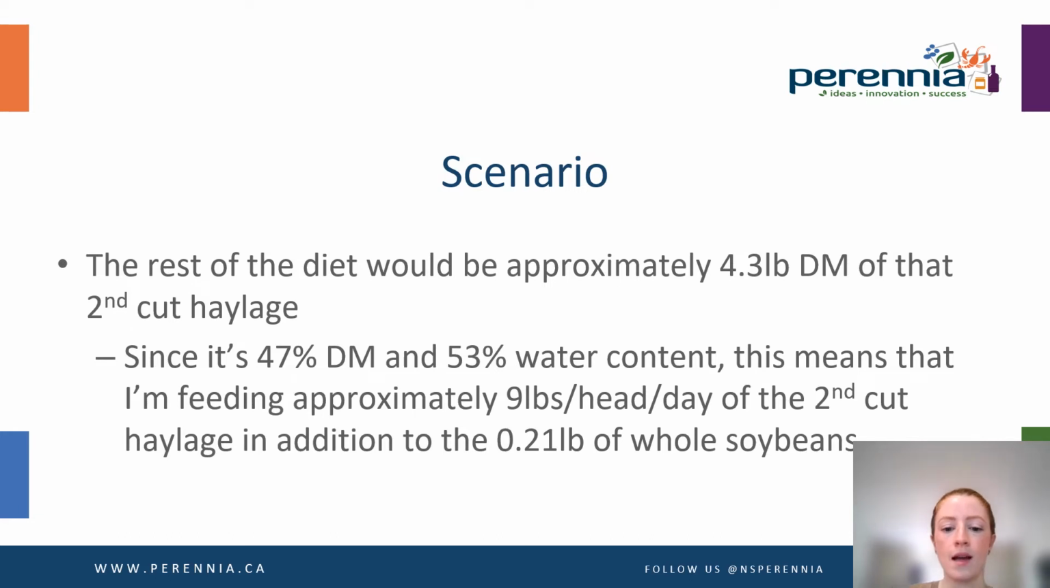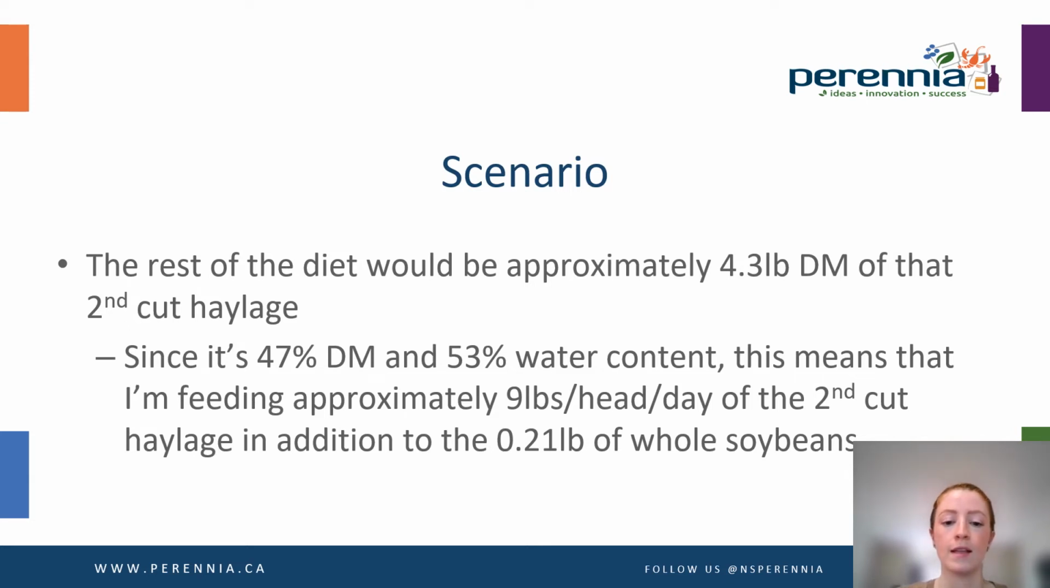So then the rest of that diet is going to be approximately 4.3 dry matter of that second cut haylage. And because I can't just say that she needs 4.3 pounds of that haylage, because it does contain a lot of moisture, and this is on a dry matter basis. So knowing this and knowing the dry matter content and the water content of this haylage, that means that I need to feed her approximately 9 pounds of that per head per day, in addition to the 1/5 of a pound of the whole soybeans.